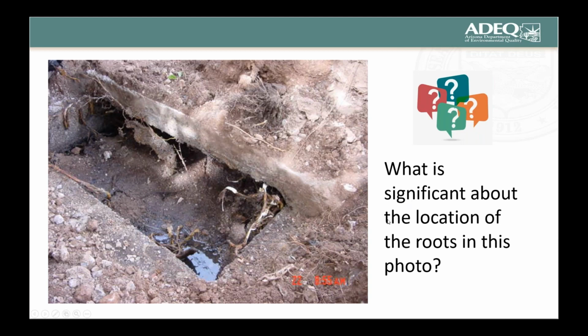Okay, so what is significant about the location of the roots in this photograph? Well, it looks like there's lots of roots underneath the tank. We see some evidence of roots right up here on the edge where they pulled the lid off. So it looks like there's a lot of plants putting out roots, and they're going for the septic tank. And so we need some type of treatment around the edge to stop the roots from penetrating it.